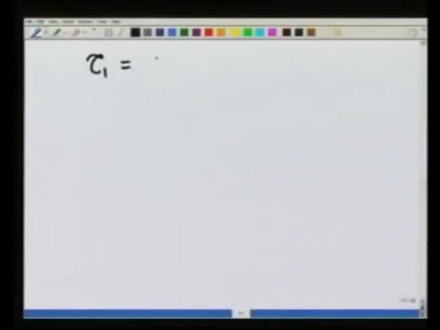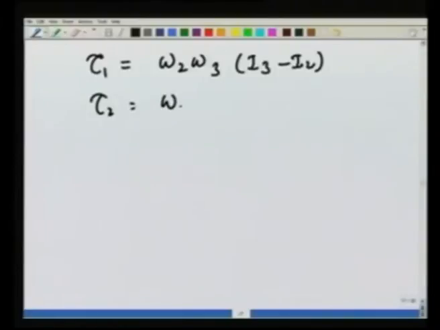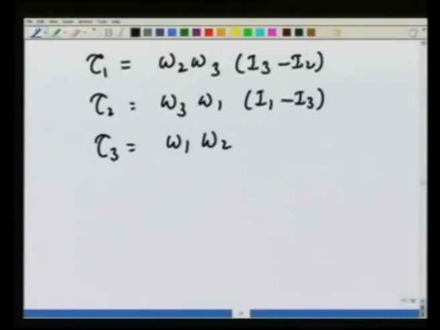Let us now see how I get the same answer, instead of using these horizontal components, from the general expression which told me that tau 1 is equal to, only by pure rotation, omega 2 omega 3 times I3 minus I2, tau 2 is omega 3 omega 1 times I1 minus I3, and tau 3 is equal to omega 1 omega 2 times I2 minus I1. Again recall, this is what we are talking about. This is the way the rectangle is.